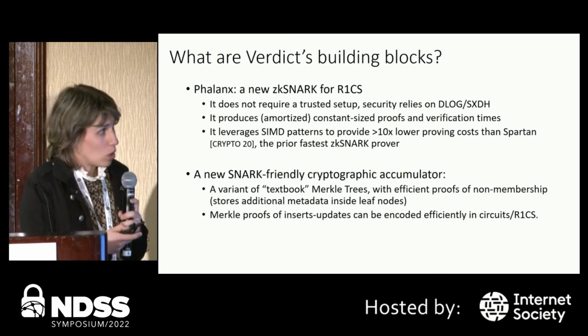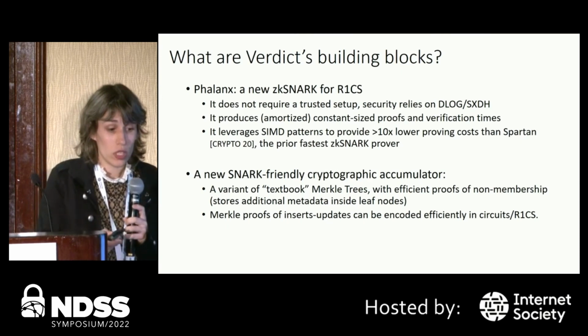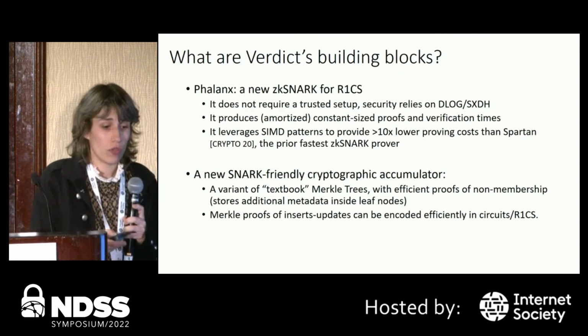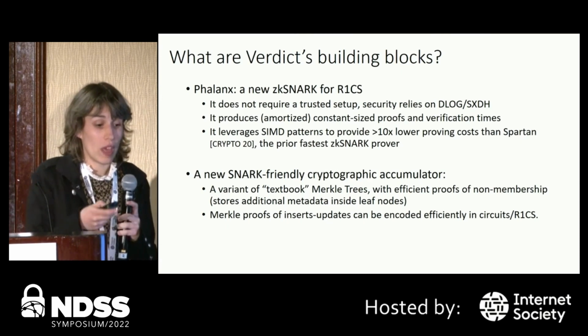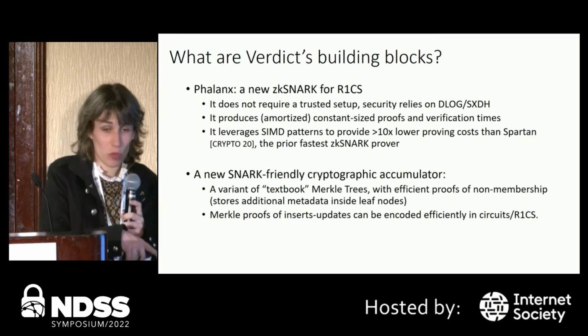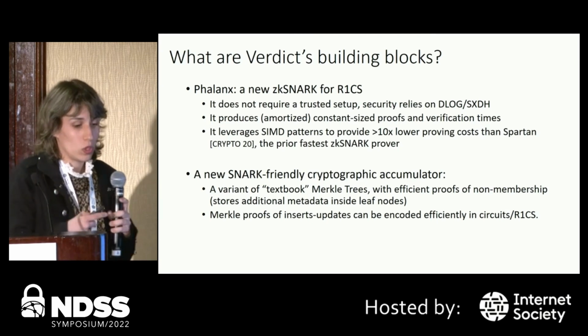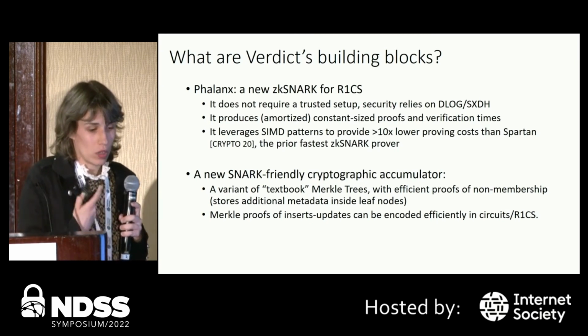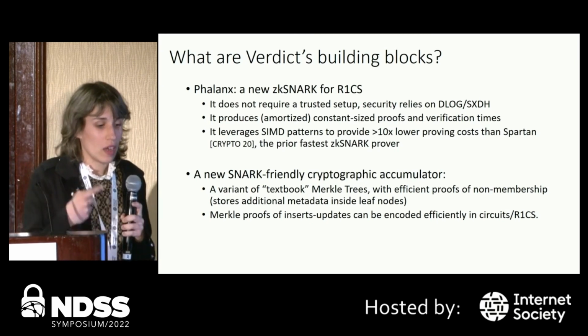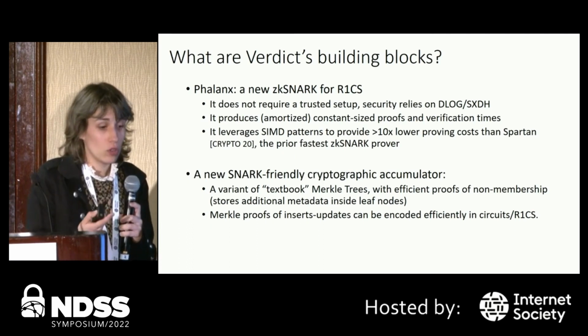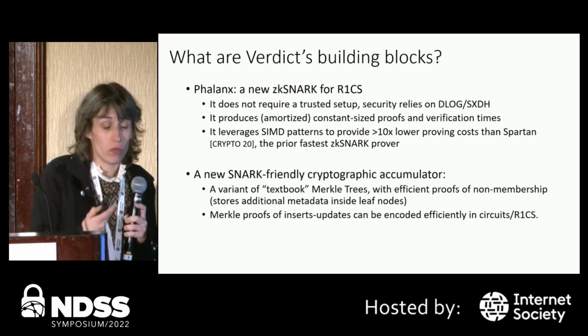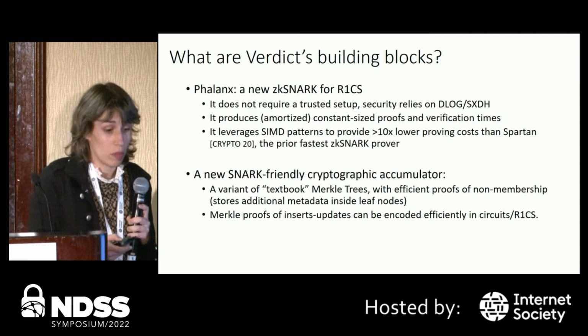Specifically, our accumulator is a variant of textbook Merkle trees. These provide snark-friendly membership proofs, but not non-membership proofs. What we do is modify Merkle trees by adding metadata inside leaf nodes, and this allows us to offer snark-friendly and efficient non-membership proofs.